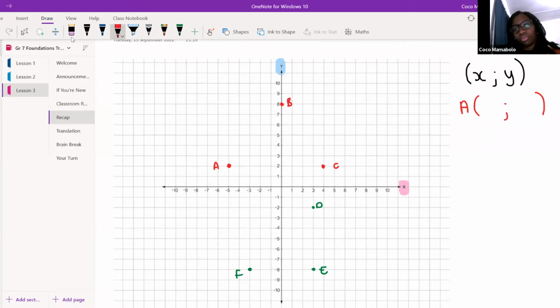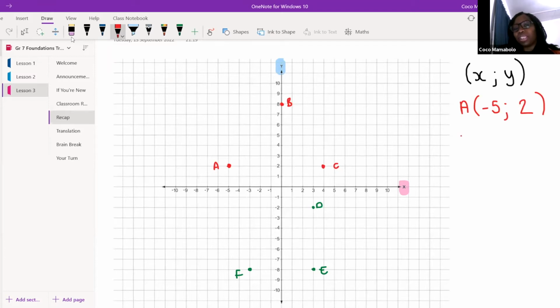It's brackets, -5. Good. Semicolon, and 2. Good. And close brackets. Good, to close the brackets as well.